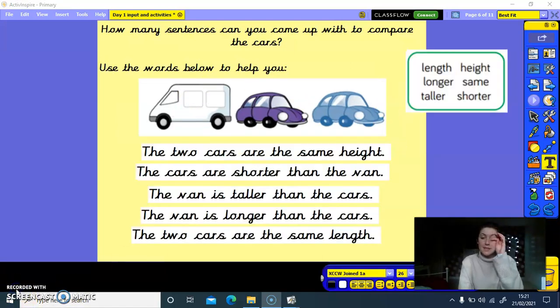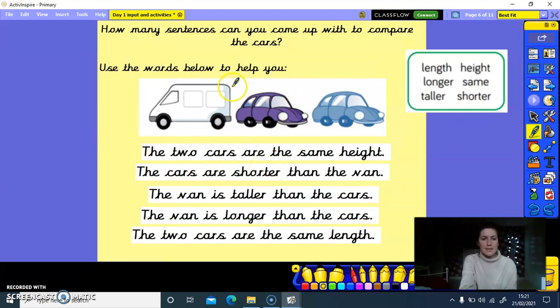These are some of the sentences that you could have come up with to compare the 2 cars and the van. So I thought the 2 cars are the same height. As you can see, they are the same height here. The 2 cars are shorter than the van because we can see that the van is taller. The van is taller than the cars. So the 2 cars are shorter than the van, or the van is taller than the cars.